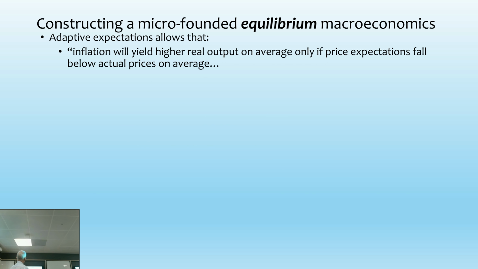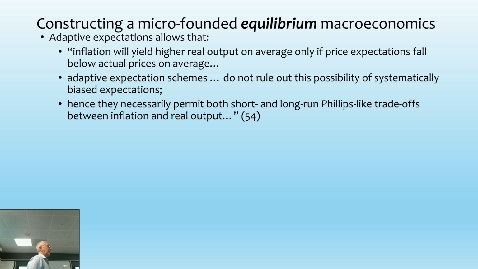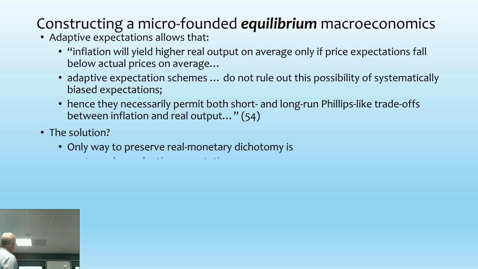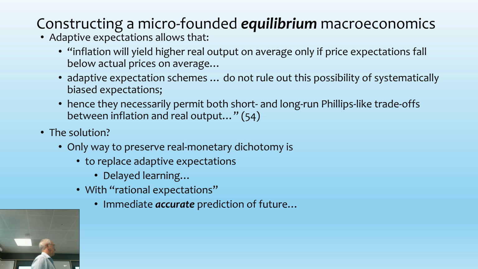And here's, again, reasons why Lucas rejected adaptive expectations. It implies that you can get symmetrically biased expectations that lead to a positive return from inflationary policy. So they permit short-run and long-run trade-offs, which we don't want to have in our theory. So the solution is to replace adaptive expectations, which is effectively delayed learning, with rational expectations, which are immediate, accurate forecasts of the future. And that's the way they'd write. They sometimes put it that blatantly.